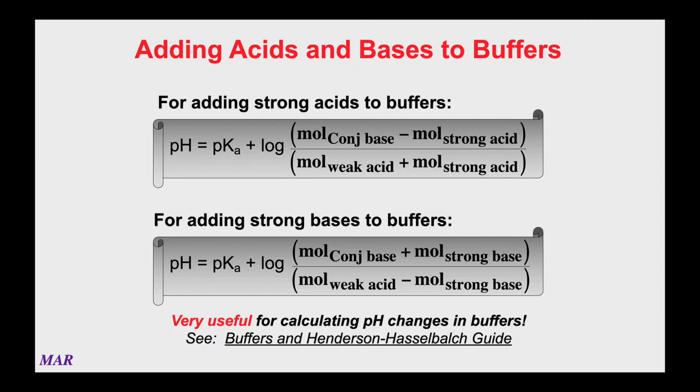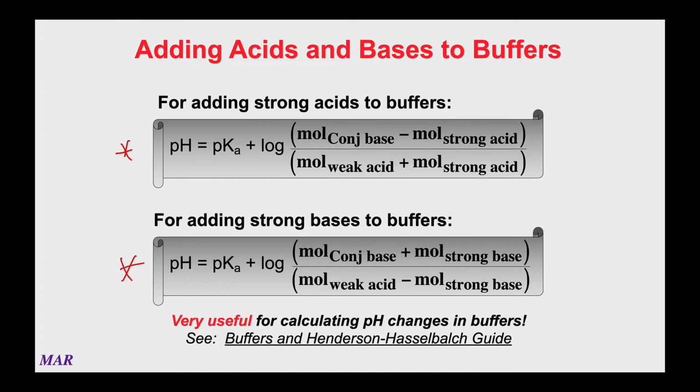When I think about the HH equation, the Henderson-Hasselbalch equation, I think of 3 equations actually. pH equals pKa plus log base over acid. That's for the normal buffer equations, which is what most people use. On the other hand, if you want to find the pH upon adding a strong acid, you would use this equation right here. If you add a strong base to a buffer, you'd want to use this one right here.